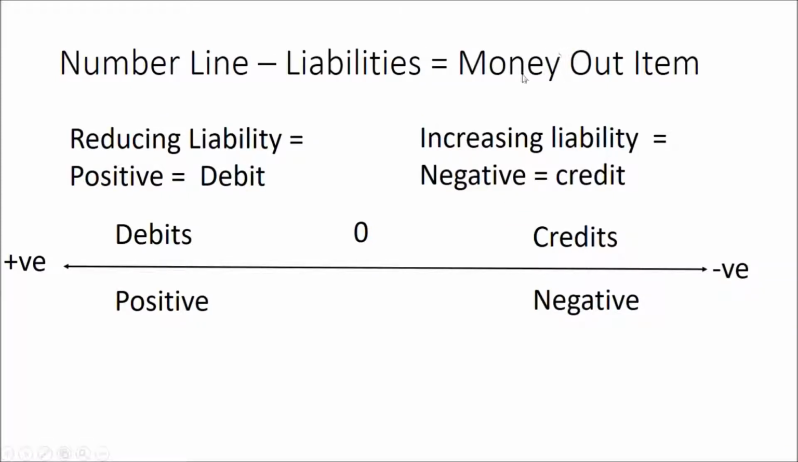Liabilities would be a money out item. If a liability is reducing, that would be a positive money impact. That would be a debit, and that would be on the left. An increasing liability would be a negative money item, and that would be a credit, and that would be to the right, and that would be a minus.